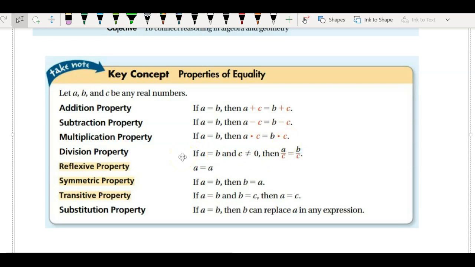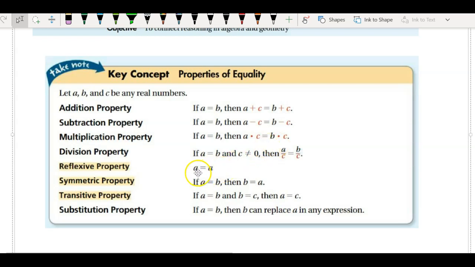The same with the division property. If A and B are equal and we divide A by a number and we divide B by the same number, they're still going to be equivalent. The number may be different in all of these instances, but they're still going to be equal to each other.